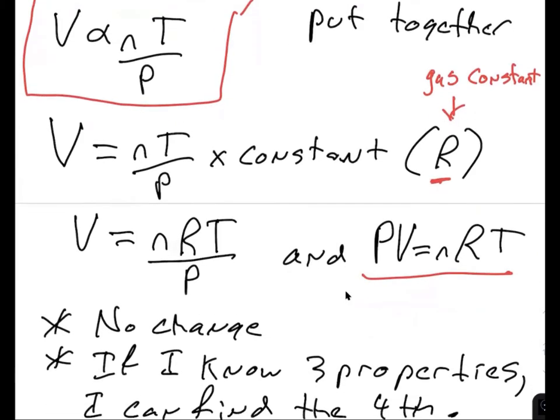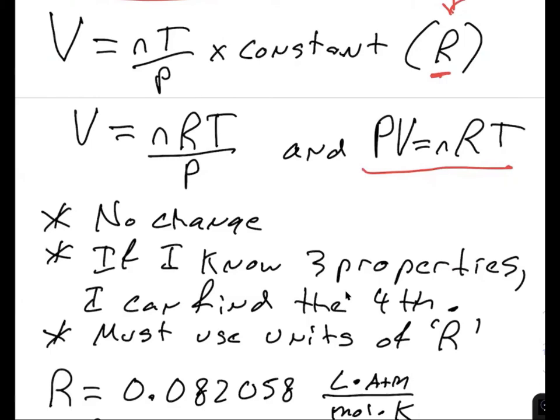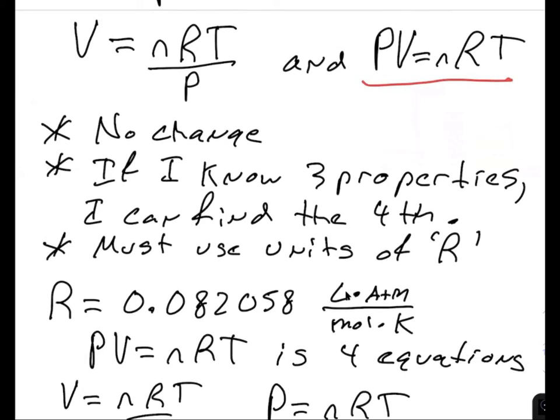So this one's very different from the combined gas law. For one thing, there's no change. So remember with the combined gas law, the temperature increased or the pressure decreased or the volume went down, right? There's no change. But what the ideal gas law says is that if I know 3 properties, I can find the 4th property. And the other thing is I must use units of R. R has a really funny set of units. It's liters times atmospheres over moles times Kelvin. You have to convert the other 3 properties into liters, atmospheres, moles, and Kelvin, and then you can solve for the one that's missing.